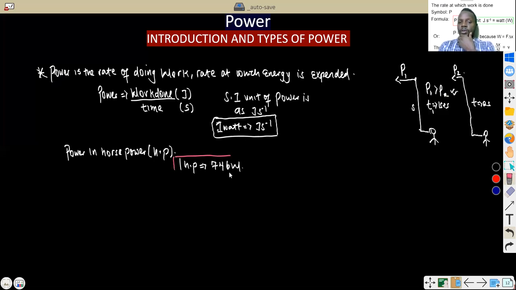In some cases whereby you are doing numerical problems and the power is not in joules per second, but was rather given in horsepower, you need to convert. So be careful about these, and that is that.